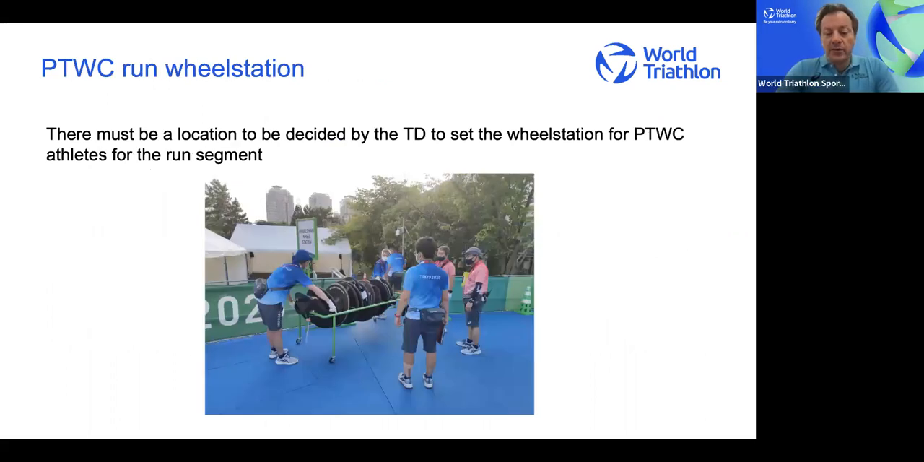So for the PTWC athletes, we actually have a specific dedicated wheel station on the run. The most convenient location, obviously, will depend on the layout of the course and has to be decided by the technical delegate in advance and shown on the maps. But it is used, so we have to make sure that there's a provision for PTWC athletes on the run segment.